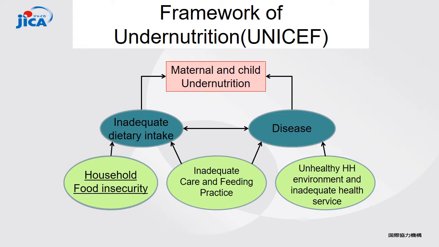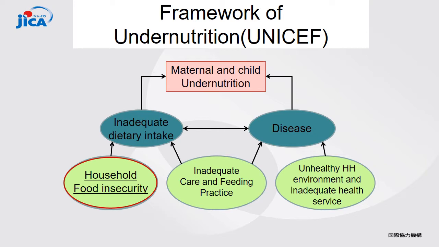From this figure, we can understand undernutrition is caused by two direct causes, food and disease. These two direct causes can be divided into three subcategories called underlying causes: food security, household level caring practice for mother and child, disease prevention through improved household environment, as well as access to health service. From this figure, we can easily understand role of agriculture sector in nutrition improvement, which is improve food security.